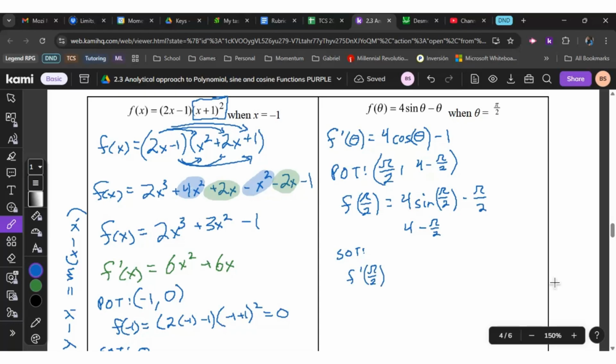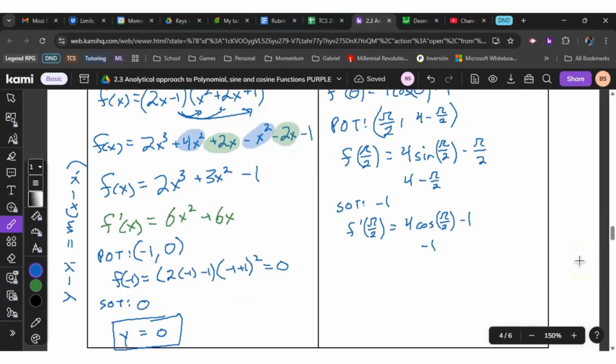Now this one's a little bit easier because it's up here. What's cosine of pi over 2, guys? It is. You're doing the derivative there, buddy. All right, so cosine of pi over 2 minus 1. This whole thing is 0, so it just becomes minus 1. So that's my slope.